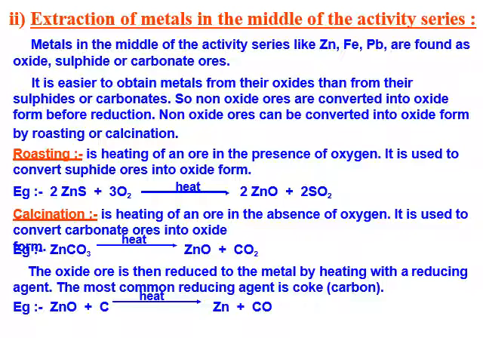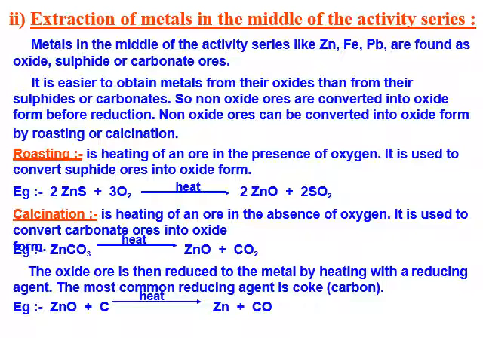Roasting is the heating of ore in presence of oxygen. It is used to convert sulfide ore into oxide form. Example, zinc sulfide when reacted with oxygen and heated forms zinc oxide plus sulfur dioxide.